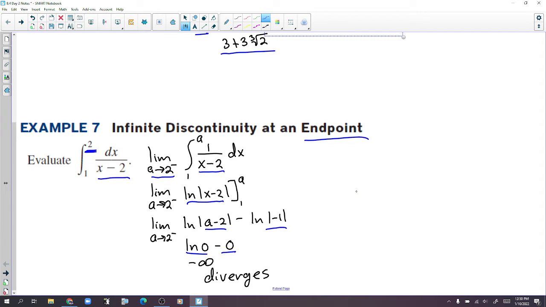But the graph of natural log looks like this. And so as x approaches 0, we're going down to negative infinity. So this one diverges.